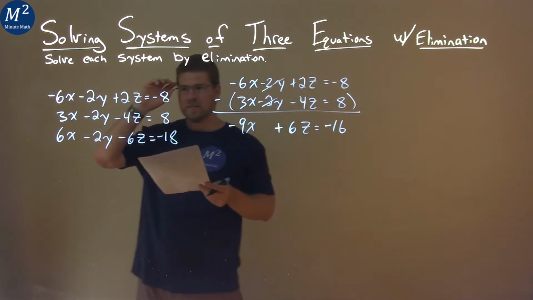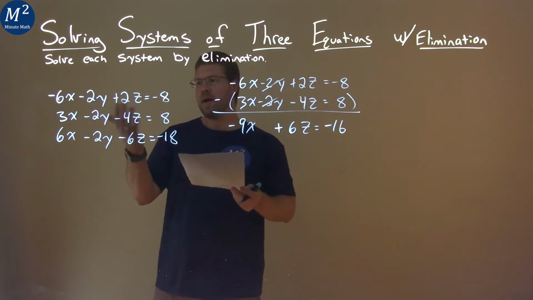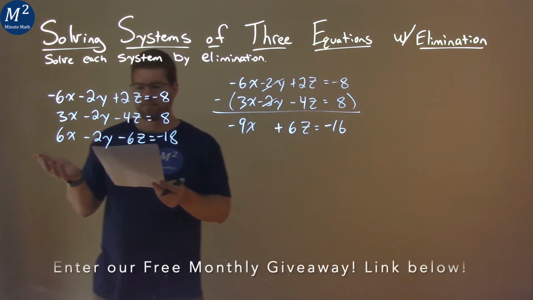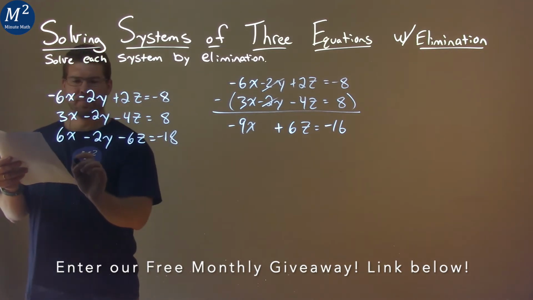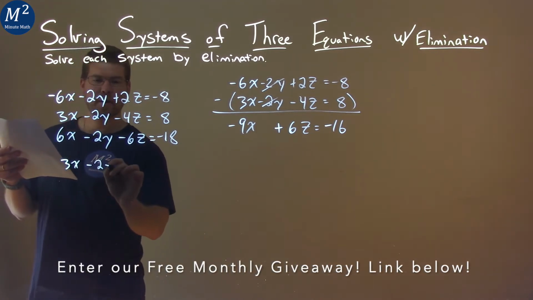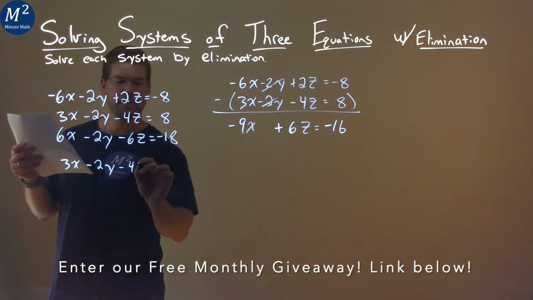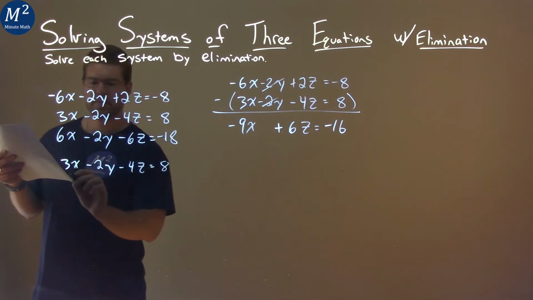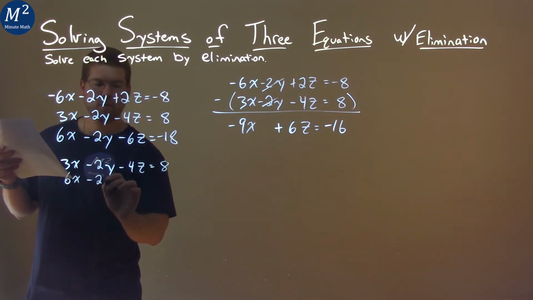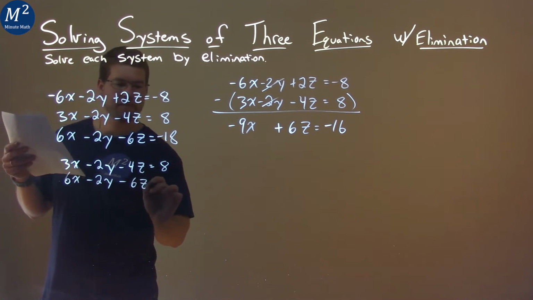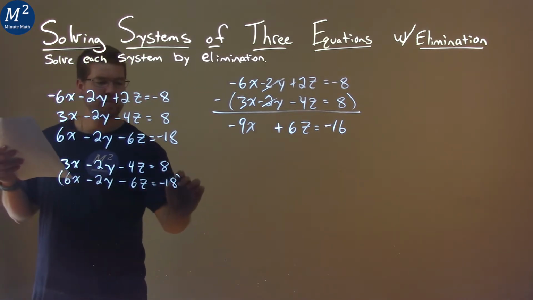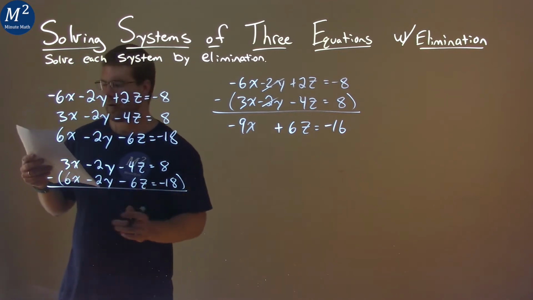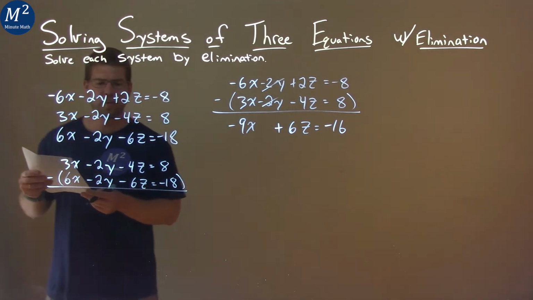So let's do the same thing and see if we can adapt something else to eliminate y again. And actually, the second two equations, we can do that. So let's rewrite them. 3x minus 2y minus 4z equals 8, and 6x minus 2y minus 6z equals negative 18. If we subtract the two equations from each other, well, what do we get?